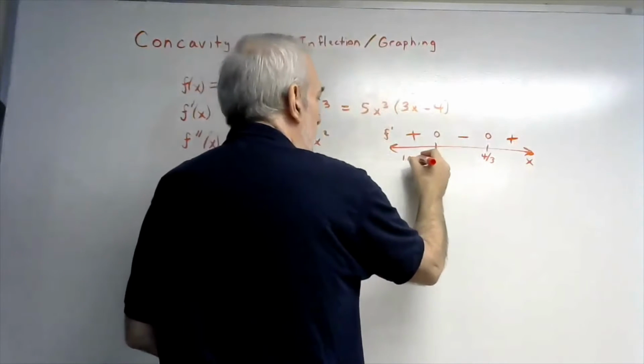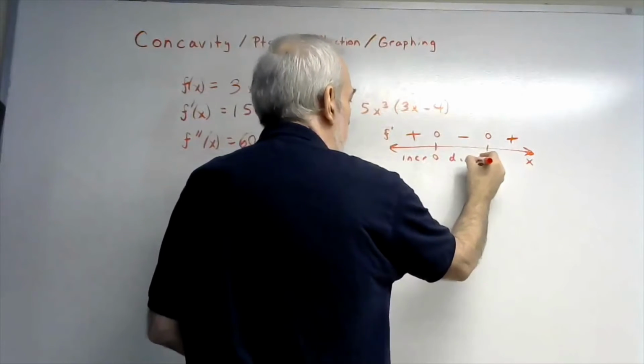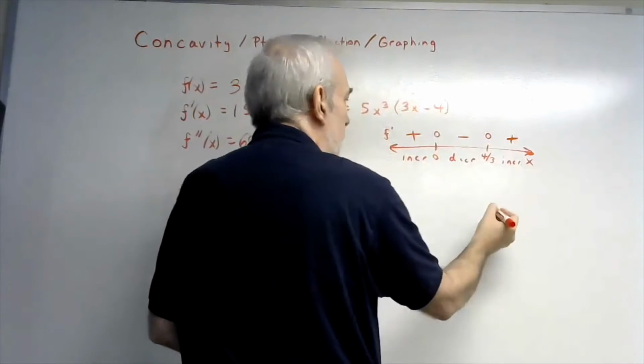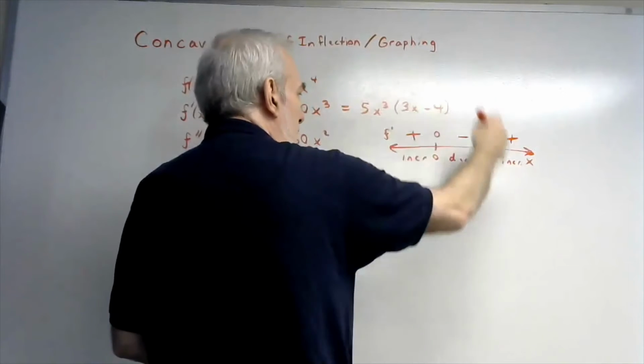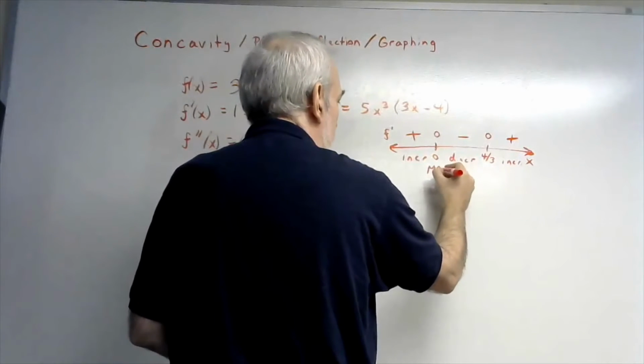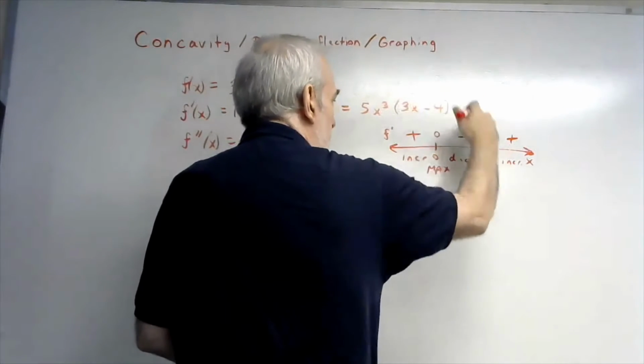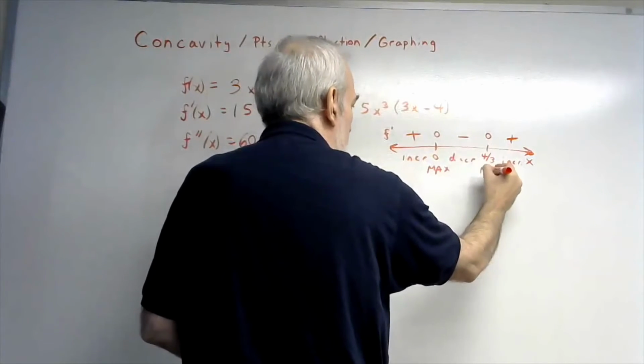So the function is going to be increasing, decreasing, and then increasing, which makes 0, where it's increasing then decreasing, a local max. And 4/3, which is decreasing and then increasing, is going to be a local min.